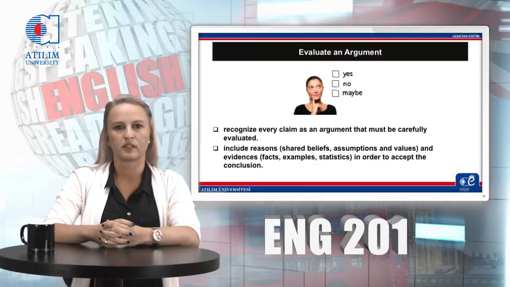But the critical reader should include reasons, shared beliefs, assumptions and values, and evidences, facts, examples, statistics in order to accept the conclusion. Before we finish, you need to remember that when you are asked to evaluate a piece of writing, you must first be sure that you have clearly understood what you have read. Only after you understand the author's viewpoint, purpose, and methods of support, you are ready to critique the text by using critical reading strategies effectively.